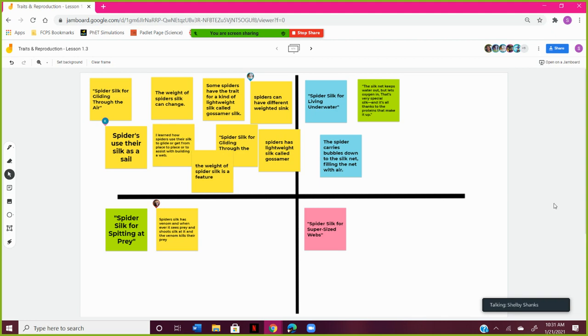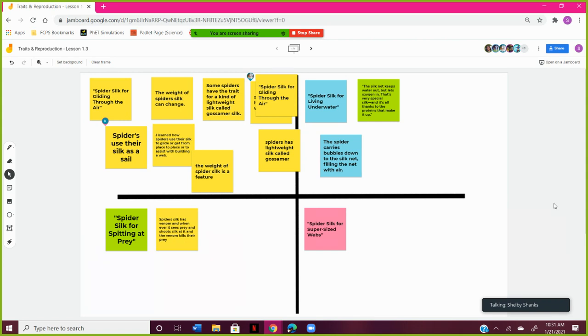All right, somebody read something about venom. So spider silk has venom, and whenever it sees prey and shoots silk at it, the venom kills their prey. That seems interesting. All right, a few people read living underwater. So the silk net keeps water out, but lets oxygen in. That's very special silk, and that's all thanks to the proteins that make it up. The spiders carry bubbles down to the silk net, filling the net with air.